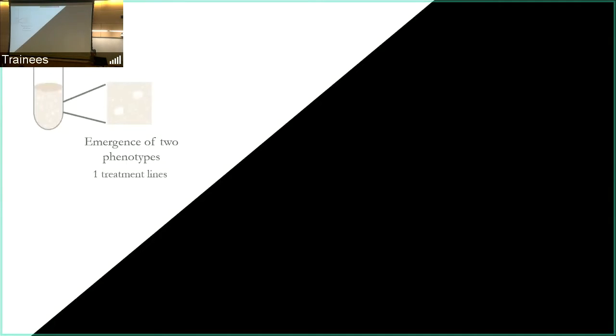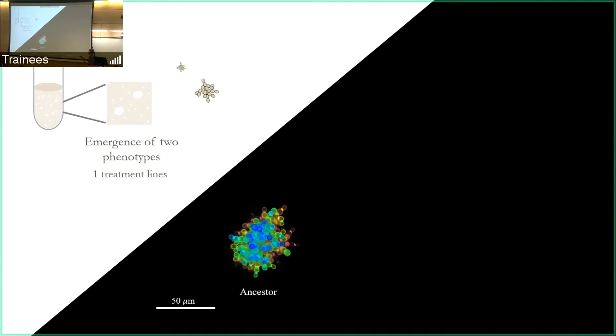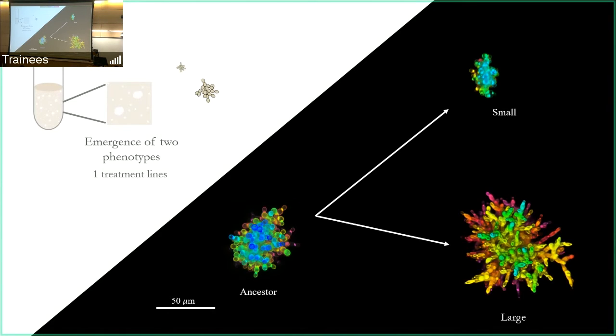The project that I'm going to show you today stems from a simple observation from one of his treatment lines. We spotted the emergence of 2 different phenotypes, a small and a large phenotype. So from a simple monomorphic ancestor, as you can see from the confocal picture here, we saw the emergence of a small and a large phenotype. I looked at day 715, when I actually joined the lab.